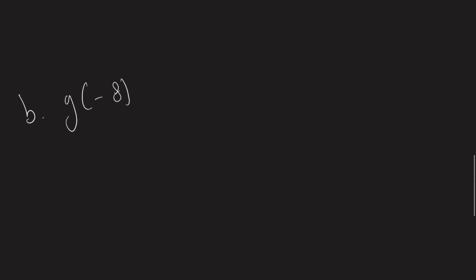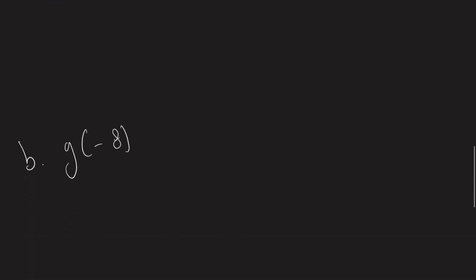Now let's move on to the next question. Wherever we see x, we have to write minus 8. So we have to write minus 8 plus 7 divided by 3, which equals minus 1 over 3. It's just that simple.